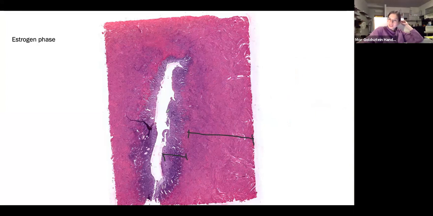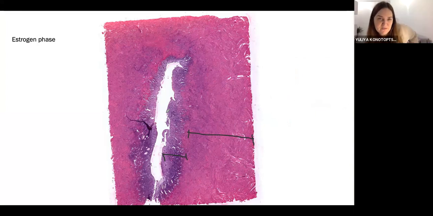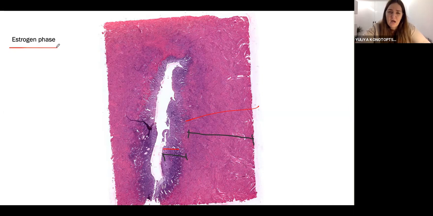Proliferative phase. Yes, so it's going to be proliferative phase. You can see that that's the endometrium, right? That's the myometrium, and perimetrium is not visible. That's the lumen of the uterus. Immediately from this magnification, you can see that the endometrium is very, very thin. So it's definitely estrogen phase. It's definitely proliferative stage because it's so thin. That means you have just menstruated and now your endometrium is trying to repair itself, right?